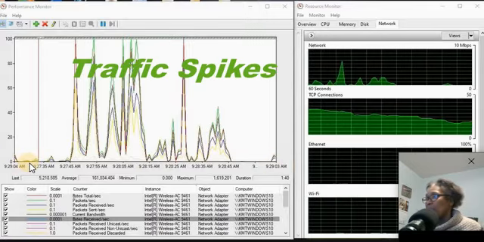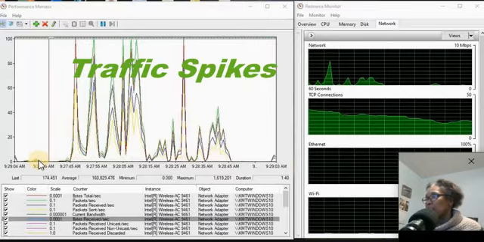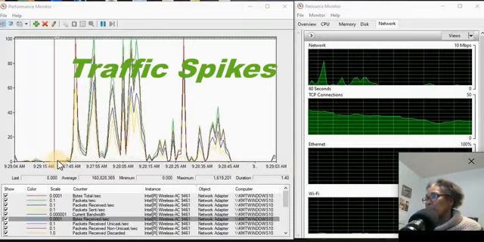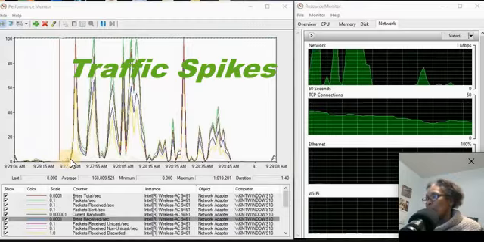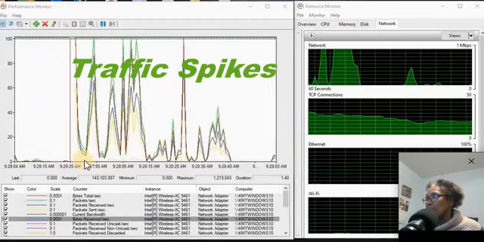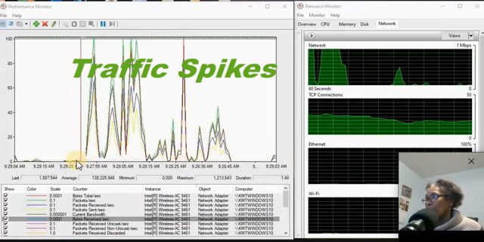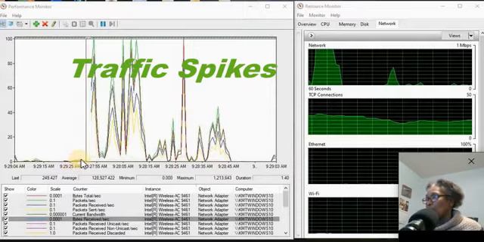Okay, well now we're back at 9:29, and now we see it's really, really low. Hardly any traffic. Like flatlining, nothing. It's gone. All the data's gone. So we're back to normal. Nice quiet network.